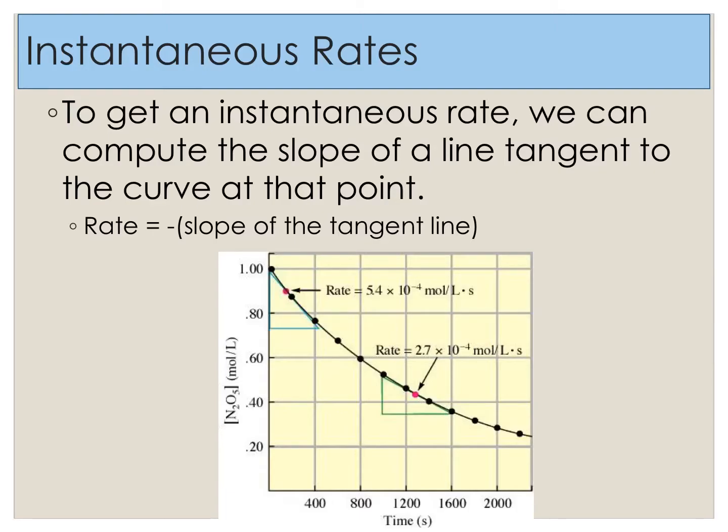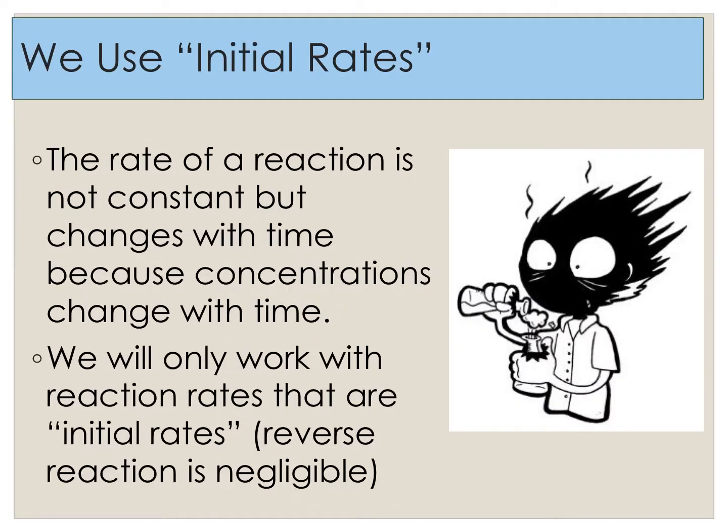We're going to be using this terminology a lot. But because this is not a straight line, we do have to use tangent lines at any point. If I want to know what the rate is at 400 seconds, it's a very different rate than all the way at 2,000 seconds. Because of all these complications, we're going to be looking specifically at initial rates. The rate of a reaction is not constant; it changes with time. But if we work with initial rates, we don't have to worry about the reverse reaction. When I introduced you to equilibrium, we talked about the fact that many reactions do go forwards and backwards. But when we're doing kinetics, we're going to be focusing on the forward reaction rate.